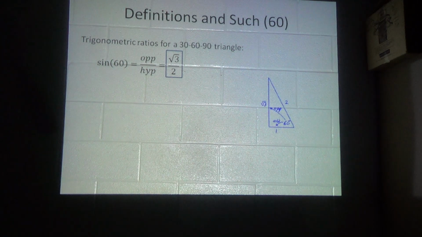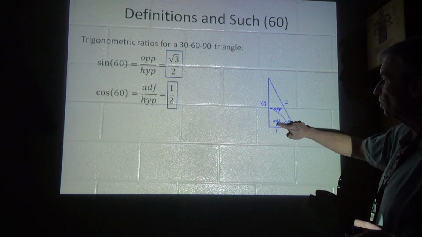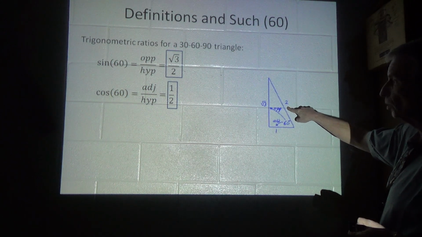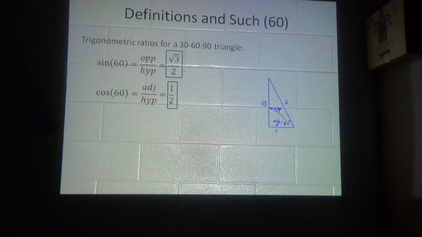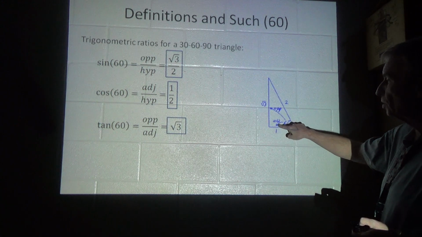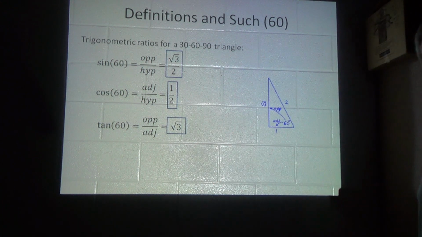The cosine, as we noted earlier, is always the adjacent leg over the hypotenuse. So the adjacent leg to the 60 degrees is 1, and the hypotenuse is 2, so that is 1/2. That leaves us with the tangent, which is the opposite leg divided by the adjacent leg, which is the square root of 3 over 1, which is simply the square root of 3.